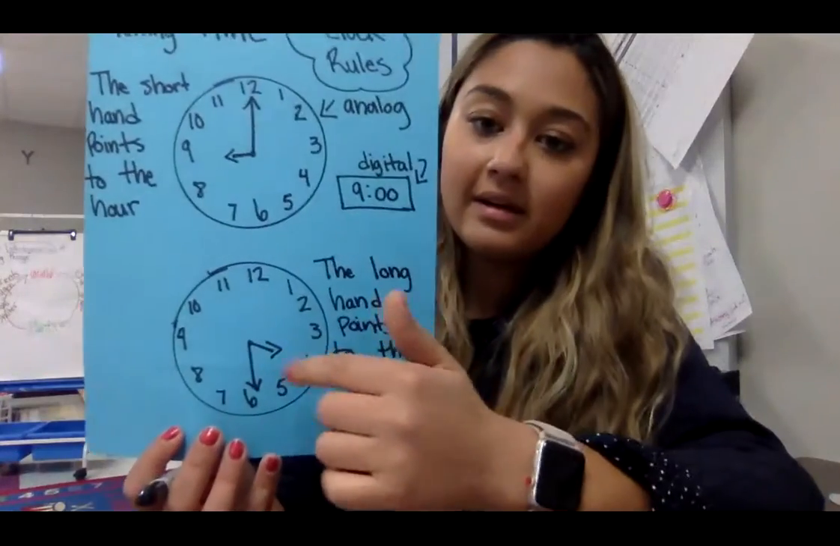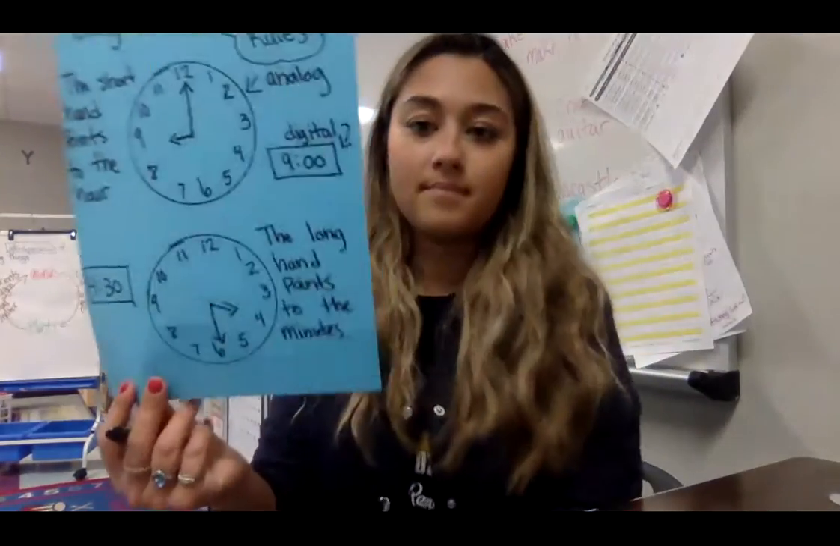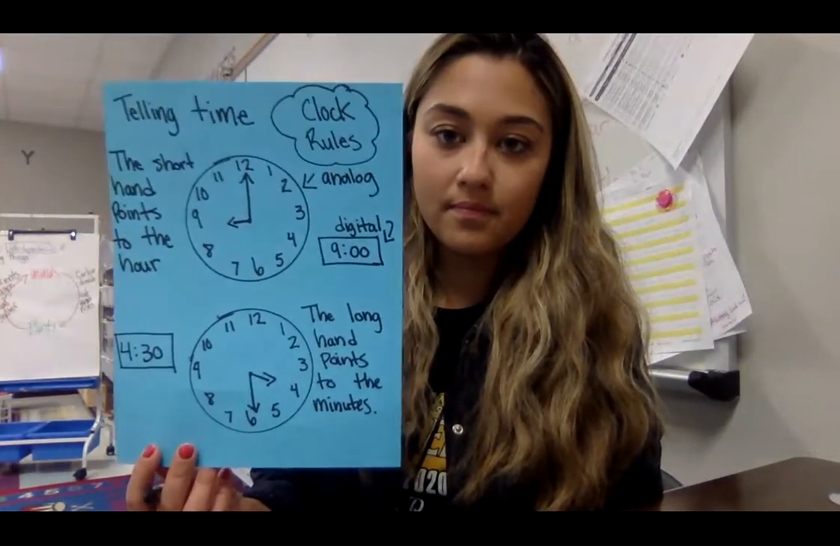Remember, we said that it is 4:30. The way we write that is 4:30, which again would be like what it looks like in a digital clock. Okay. Short hand points to the hour, long hand points to the minutes. Let's practice telling some time.